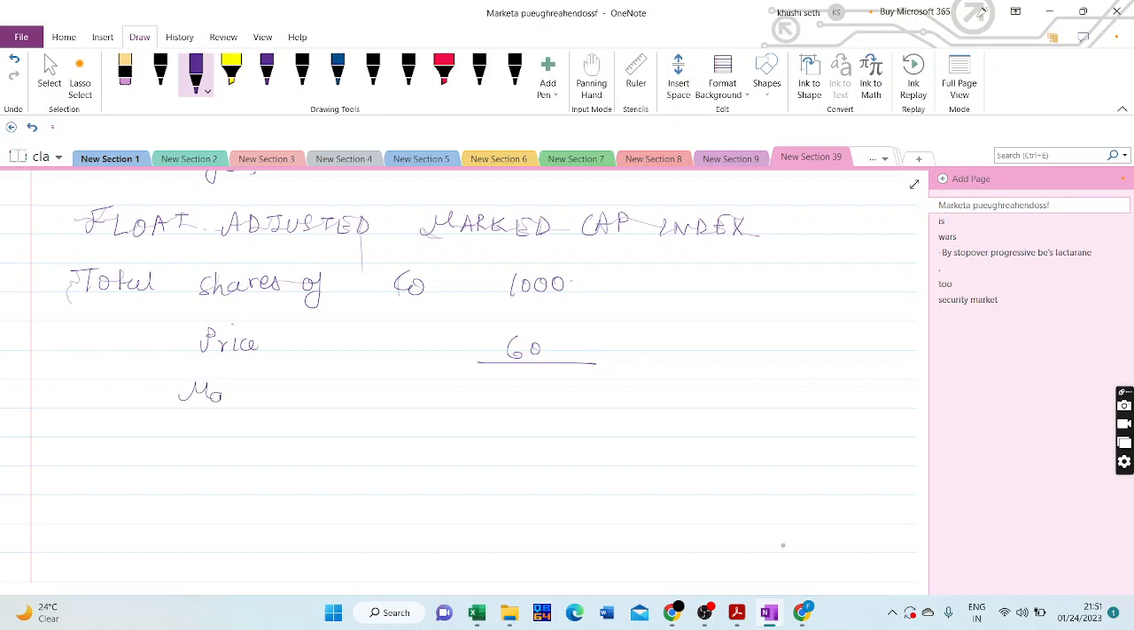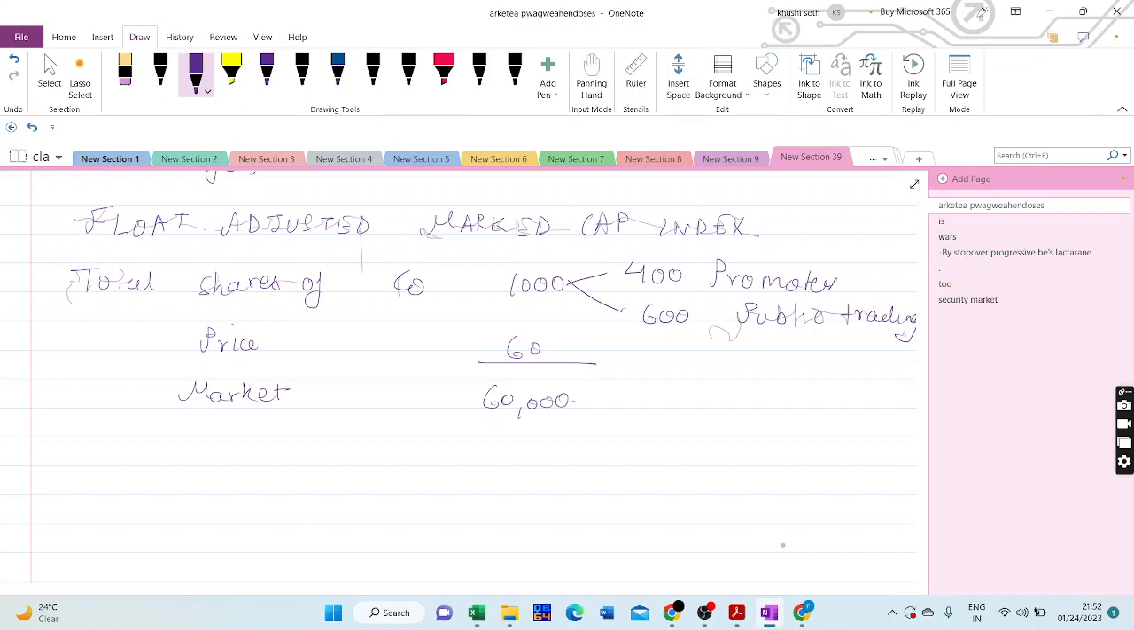So what is the market cap of this stock, guys? 60,000. Now say, out of these 1000 shares, only 400 are owned by the promoter. The remaining 600 are available for public trading. So out of these 1000 shares, 400 are owned by the promoter and 600 are available for public trading.